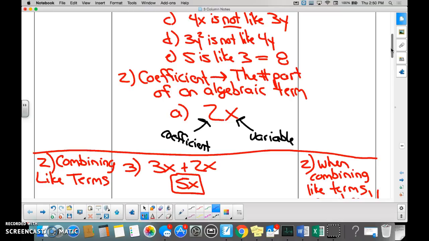What do we call, pay attention here, what do we call 2x in total? So the 2 is the coefficient, the variable is x, but what is 2x called? It's called an algebraic term, or just a term. And if we broke that term down, 2 would be the coefficient, x would be the variable.